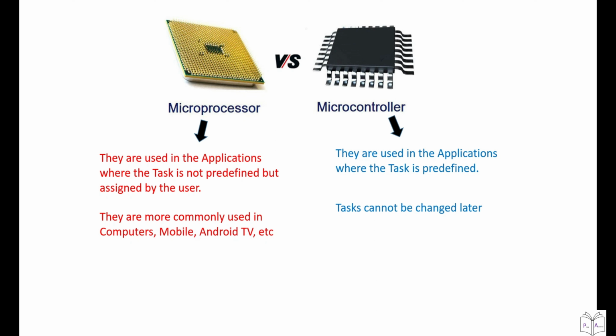For example, in a washing machine, the microcontroller is used to execute the wash cycle as per the chosen program number. And the microcontroller used in a washing machine cannot be used for any other application like a microwave oven, because it is made to carry out that wash cycle task only. They are more commonly used in washing machines, microwave ovens, dishwashers, etc.